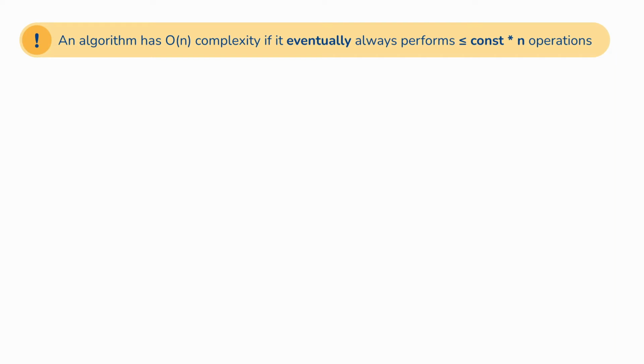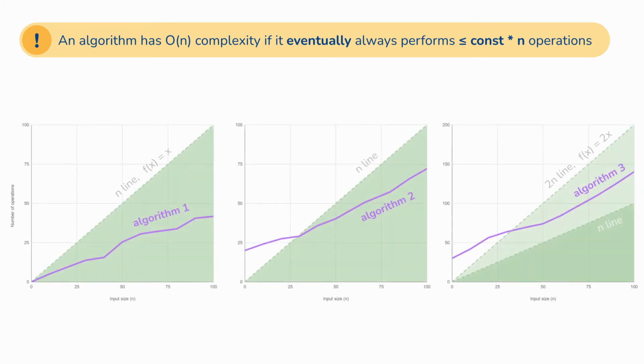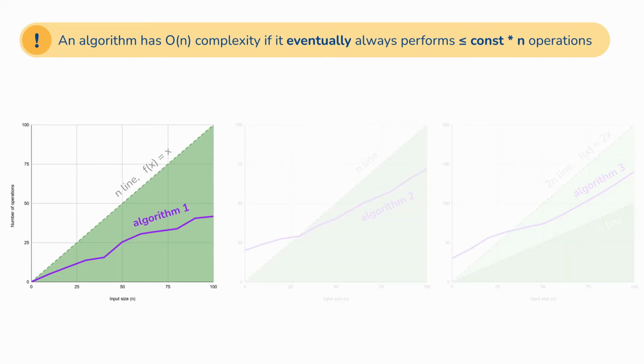An algorithm has big O n complexity if it eventually always performs less than or equal to a constant times n number of operations. To clarify this definition, I have plotted the number of operations performed by 3 algorithms. The first one always performs fewer than n operations, which is this green dotted line. Therefore, it is a big O n algorithm.